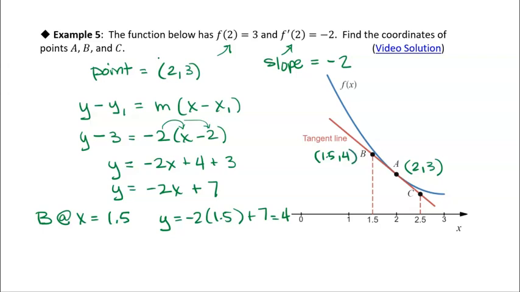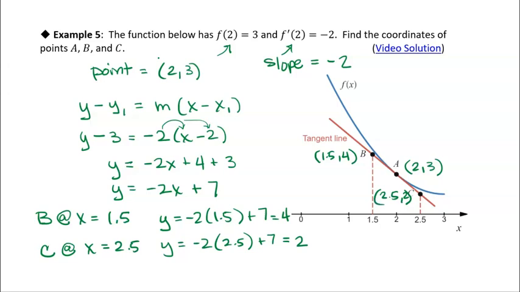So point C is at x equals 2.5. And all we need to do is put that x value into our equation for the line. We get negative 2 times 2.5, that's negative 5, and add 7, we have 2. So point C down here is 2.5, 2. That's what point C is.